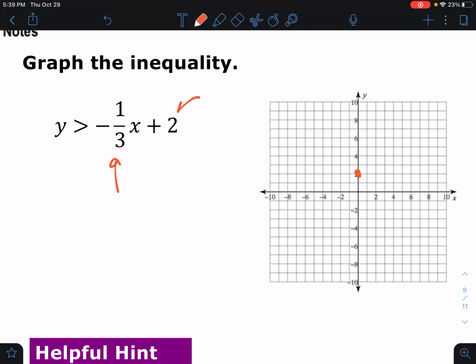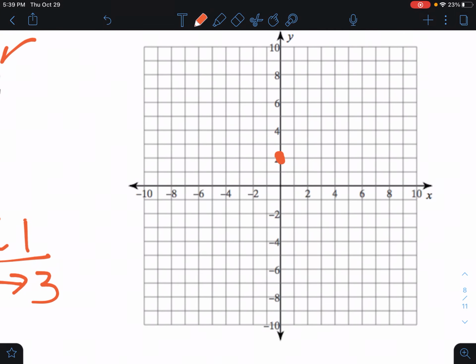And then this is my slope, -1 over 3. That's a rise over run, so this would mean down 1, to the right 3. Where I started from was 2 on the y-axis. Your y-intercept is always your starting spot. You're going to go down 1 and then 1, 2, 3 units to the right. So my other point will be right here.